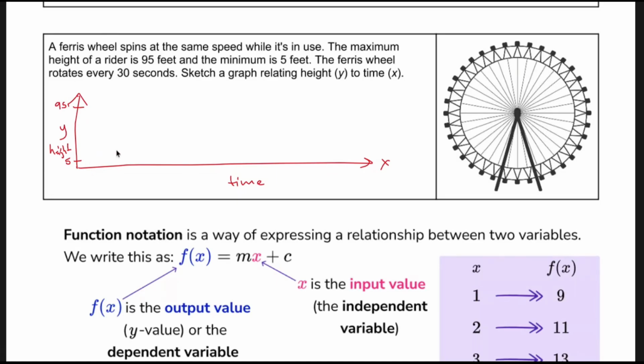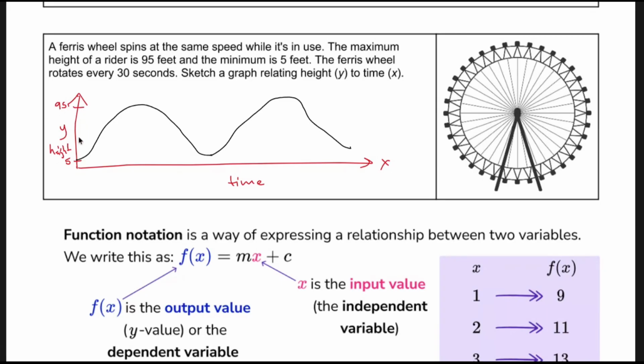But what's going to happen is you're going to start at 5 and increase in height, peak out at 95, then decrease in height. So we start at 5, increase in height, hit 95, and then decrease in height. Let's do it again, because you're going to go around more than once. Increase in height, hit your peak, decrease in height. Wow, that looks awful. But then you would do it again, and have this wave-like graph that happens.